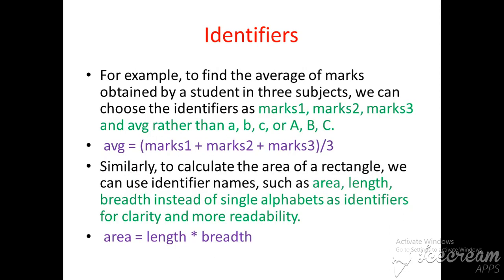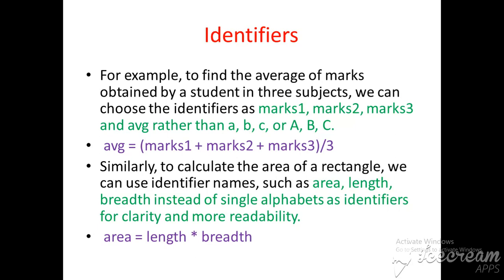One example for identifiers is average equal to mark1 plus mark2 plus mark3 divided by 3. Here avg is an identifier, mark1 is an identifier, mark2 is an identifier. For example, to find the average of three marks, we normally use avg for average and mark1, mark2, mark3 for representing the marks. Instead, we could use abc, xyz, anything, but it should be something related to the program.